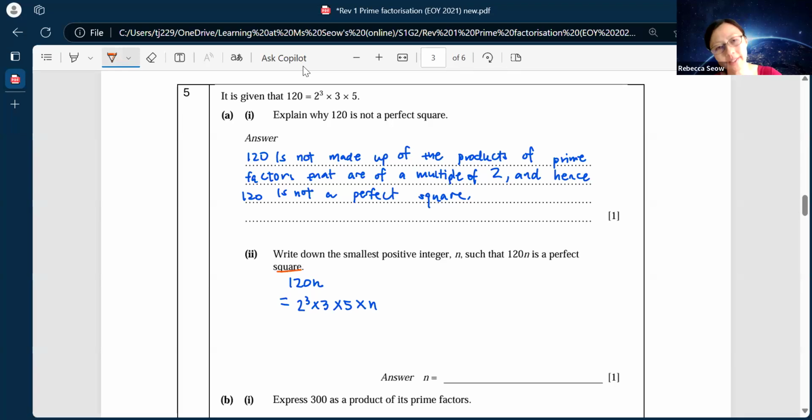For a perfect square to exist, you realize that for 2 to the power of 3, we need to multiply it by one more time of 2 to make it 2 to the power of 4. 3 standalone, we need to multiply it by 3 to make it 3 to the power of 2. And for 5, we need to multiply it by one more time of 5 so that we can get 5 to the power of 2. Okay, so for this question, n is 2 times 3 times 5, which is 30.